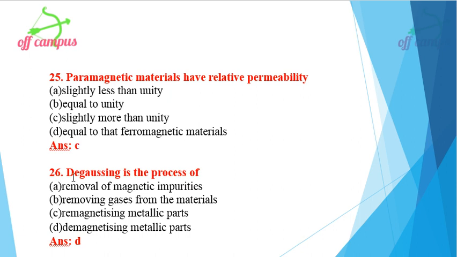Then 26. Degaussing is the process of, what does degaussing actually mean? Four different options are given. Removal of magnetic impurities, removing gases from the materials, remagnetizing metallic parts, demagnetizing metallic parts. So, degaussing is the process of option D, demagnetizing metallic parts. Option D is the right option. See, not remagnetizing, it is demagnetizing metallic parts. Degaussing is the process of demagnetizing metallic parts.